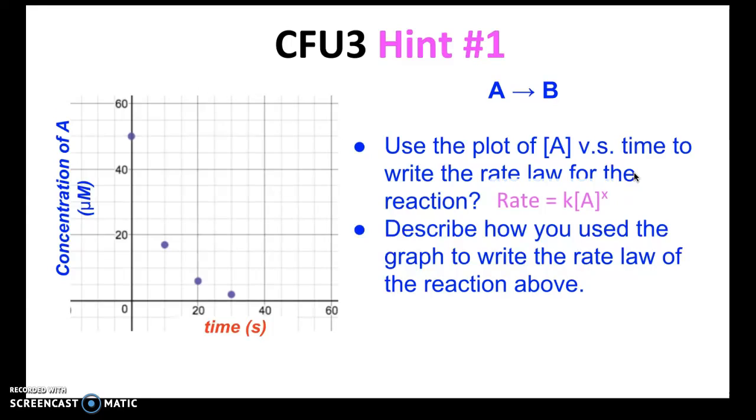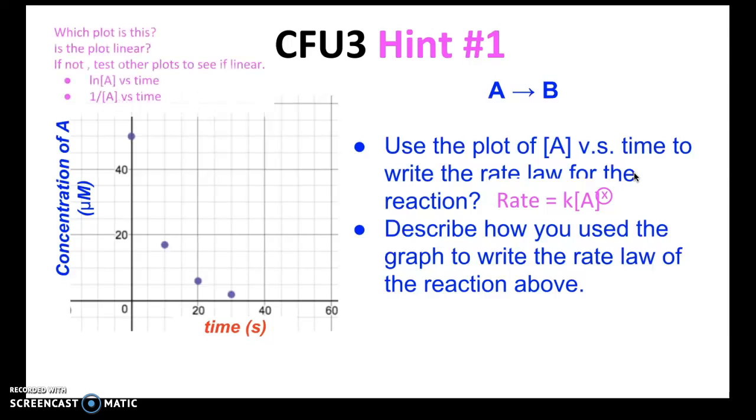All right, here's the first hint. You know that the rate law is equal to k times the concentration of A raised to, in this case, I'm using x for the rate order. So that means if you wanted to find the rate law, you would need to find x. How would you do that? You might want to think about which plot this is, and if the plot's linear. If it's not, you can test other plots: natural log of A versus time, 1 over concentration of A versus time. So pause the video now and give that a go, and if you still need help, press play again and there'll be another hint.